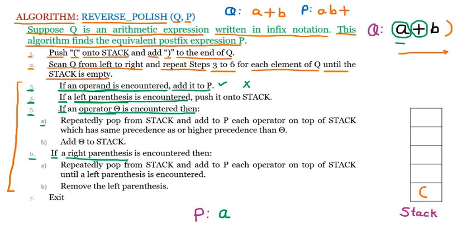Step 5a: repeatedly pop from the stack and add to P each operator on top of the stack which has the same precedence or higher precedence than the symbol. Now see, we have the operator plus and we are going to perform on this. We have to check the stack, is something present? Actually in the stack there is nothing present, only the bracket is there, so we don't have any problem.